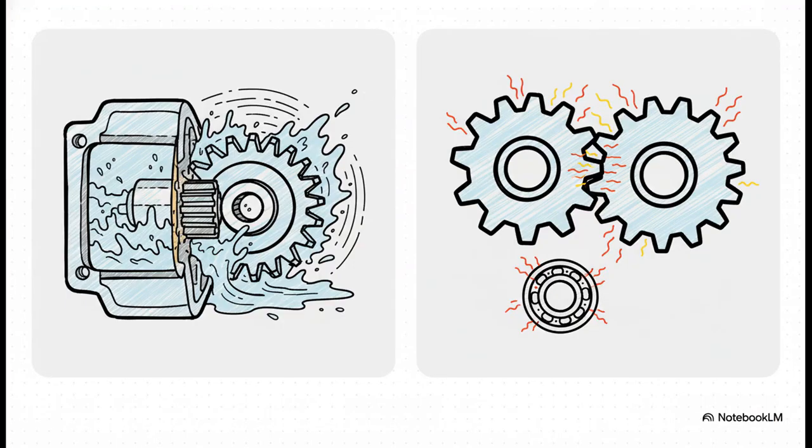So you have to ask yourself, where is all this heat coming from? Is it from the gears just sloshing through the oil bath? We call that churning loss. Or is the heat actually coming from the friction right at the gear mesh itself? Figuring out the source is absolutely the first step to managing that heat and making your system more efficient.